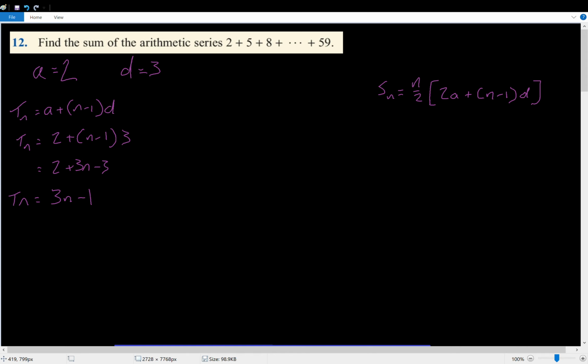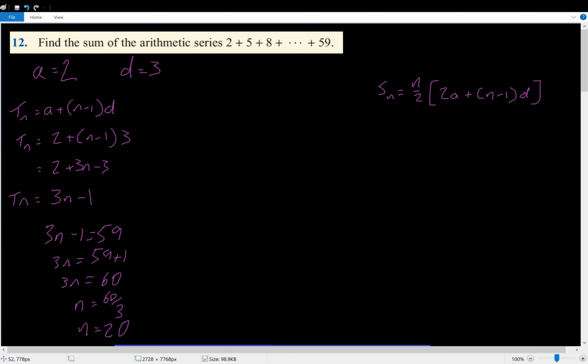And remember, we're trying to solve for n here because we already have a and d. So what we're going to do now is set this Tn equal to 59 and solve for n. So we say 3n minus 1 is equal to 59, which means that 3n is equal to 59 plus 1. So 3n is equal to 60, which means n is equal to 60 over 3, n equals 20. So what we have found here is that 59 is the 20th term in this series.